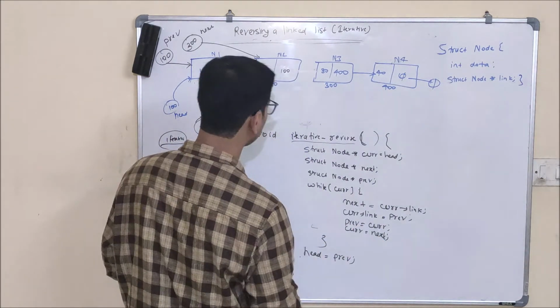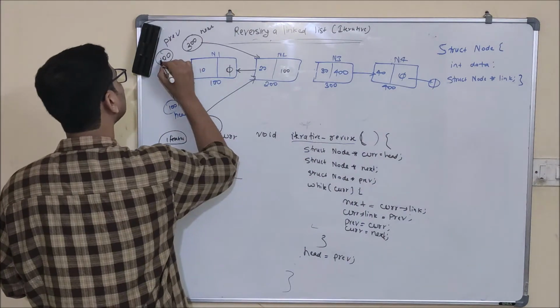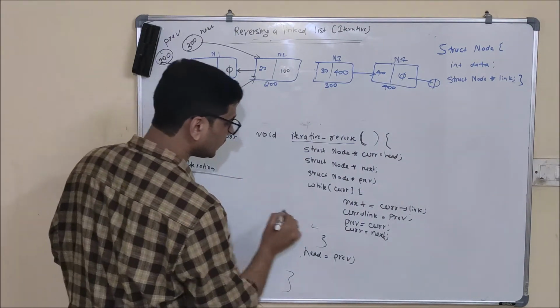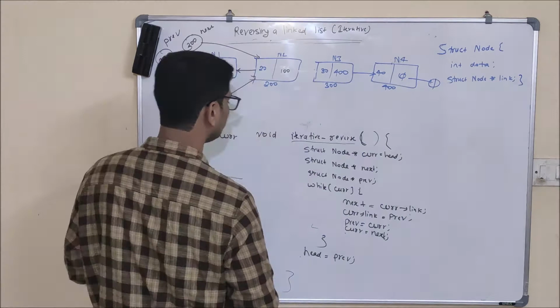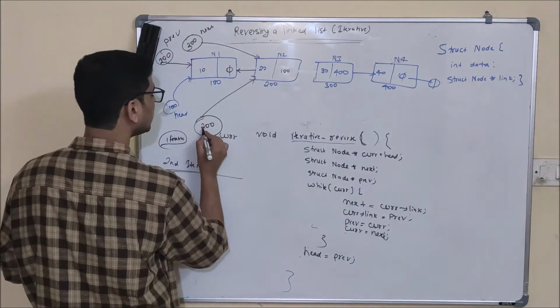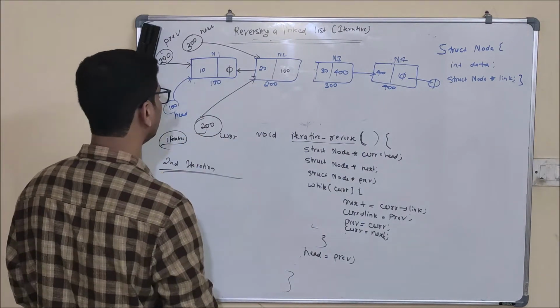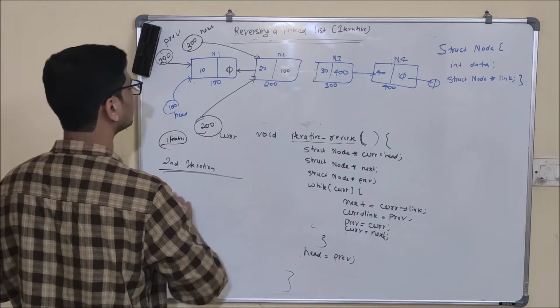second line. Previous will be updated to current. So previous will be updated to 200 and current will be equal to next. So in current we are going to update to 300. So this is our story of second iteration.